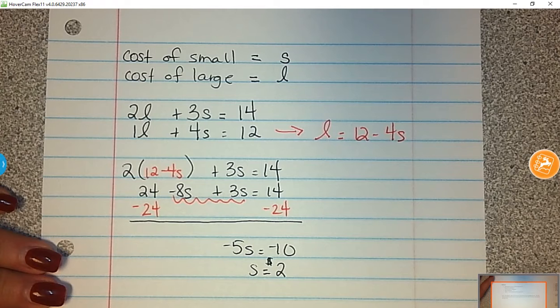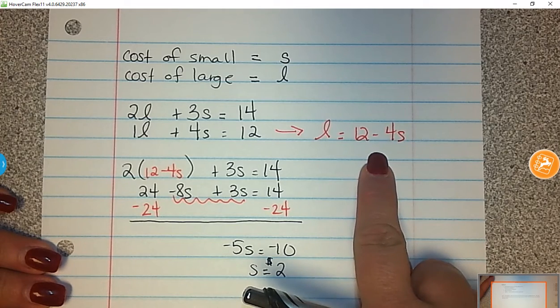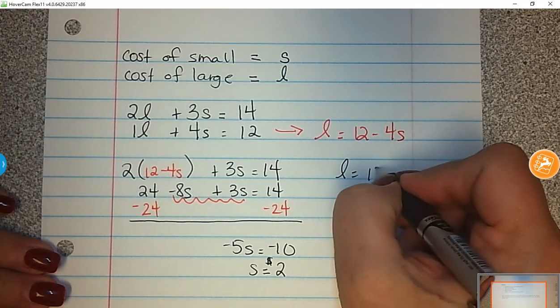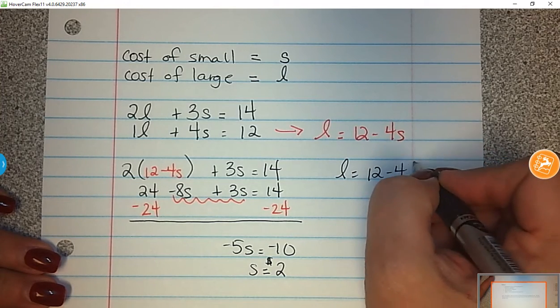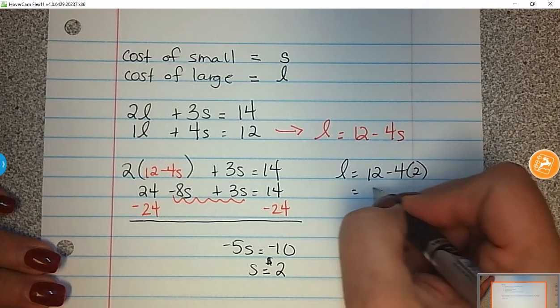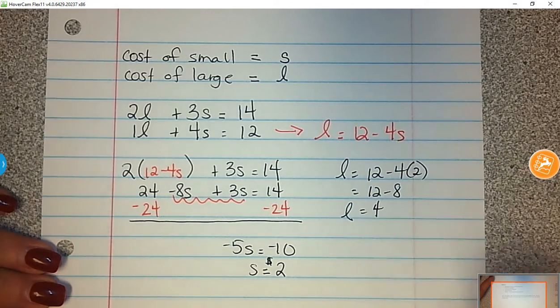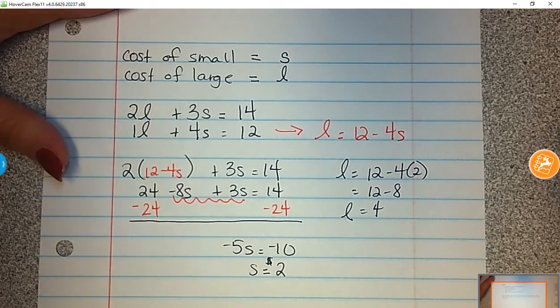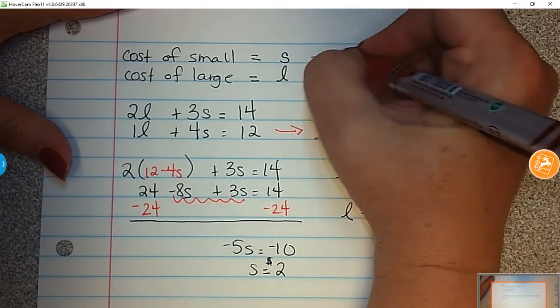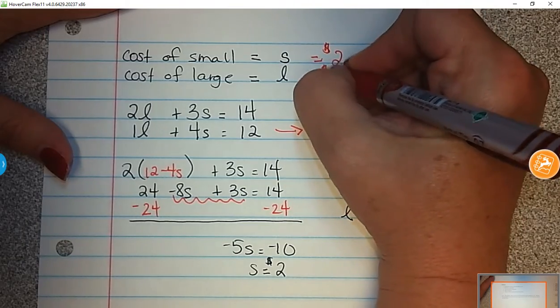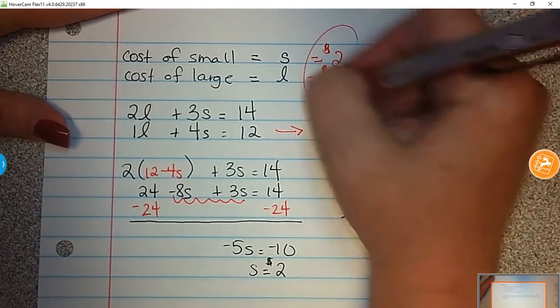Then I've got to plug that $2 in somewhere to figure out how much the large ones cost. So I'm going to plug it in over here where L is by itself. So the large is equal to 12 minus 4 times 2. So that's 12 minus 8. So the large cost $4. So small is $2. Large is $4. Those are your answers.